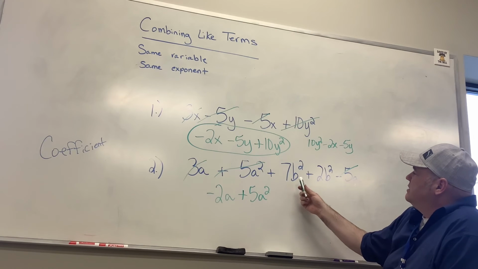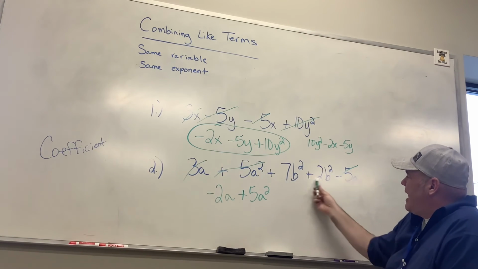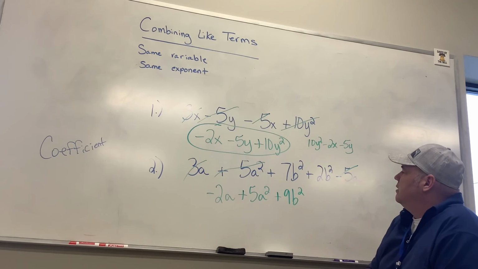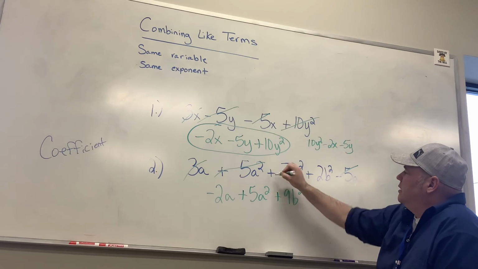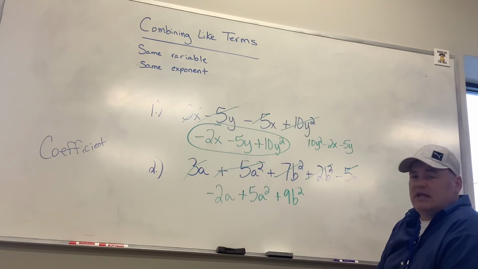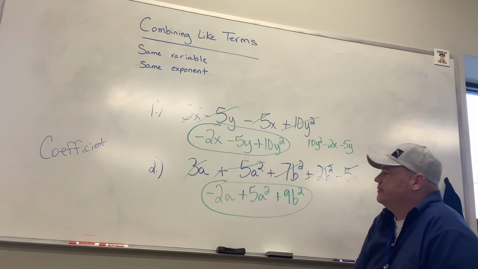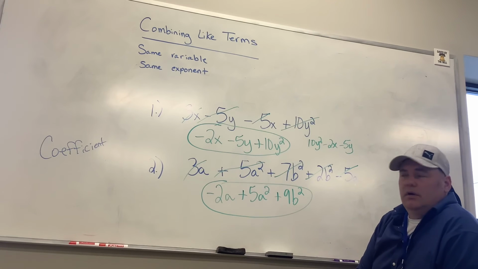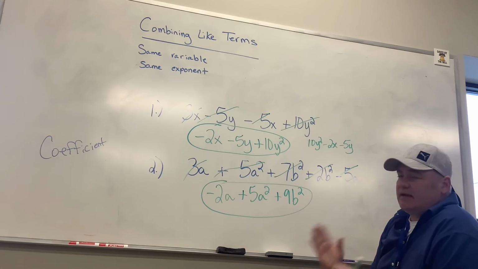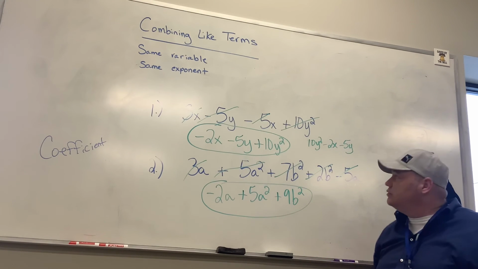And then there's a 7b squared and a 2b squared, so I can combine those two. I'm adding them, so I've got 9b squared. Okay. I use those two. And then I look and make sure there's nothing else I can combine. There's not. So that is my answer. All right. So that kind of gives you what you're looking for. Same variable, same exponent. You can combine those if they've got those two same things.